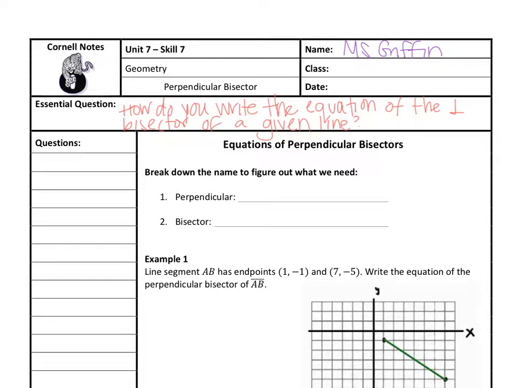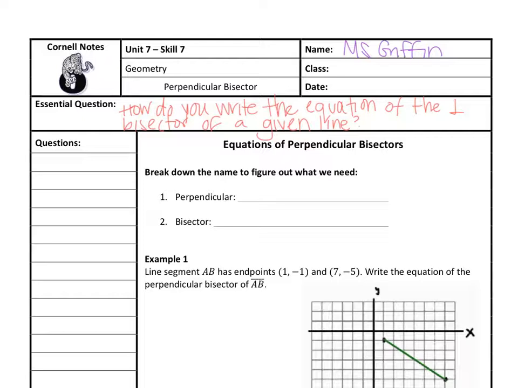Hi guys, we're taking a look at Unit 7, Skill 7, Perpendicular Bisector. Your essential question for today is how do you write the equation of the perpendicular bisector of a given line? So pause the video so that you can jot that down and then hit play when you're ready to talk about how to find that perpendicular bisector equation.